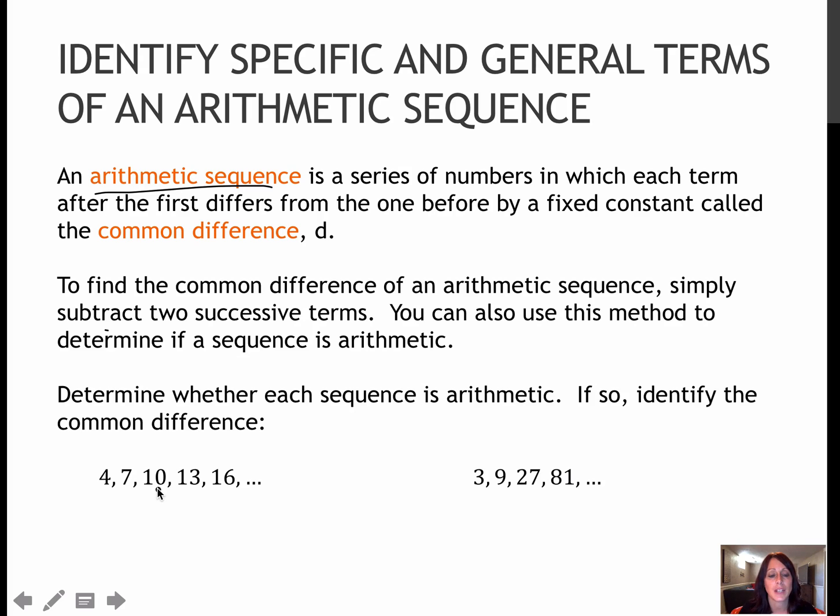So for instance here, 7 minus 4, the difference here is 3. 10 minus 7, the difference here is 3. 13 minus 10, the difference here is 3. So notice that I have the same difference each time. So I'm adding 3, adding 3, adding 3, etc. So this one, yes, is an arithmetic sequence, and the common difference d would be positive 3.